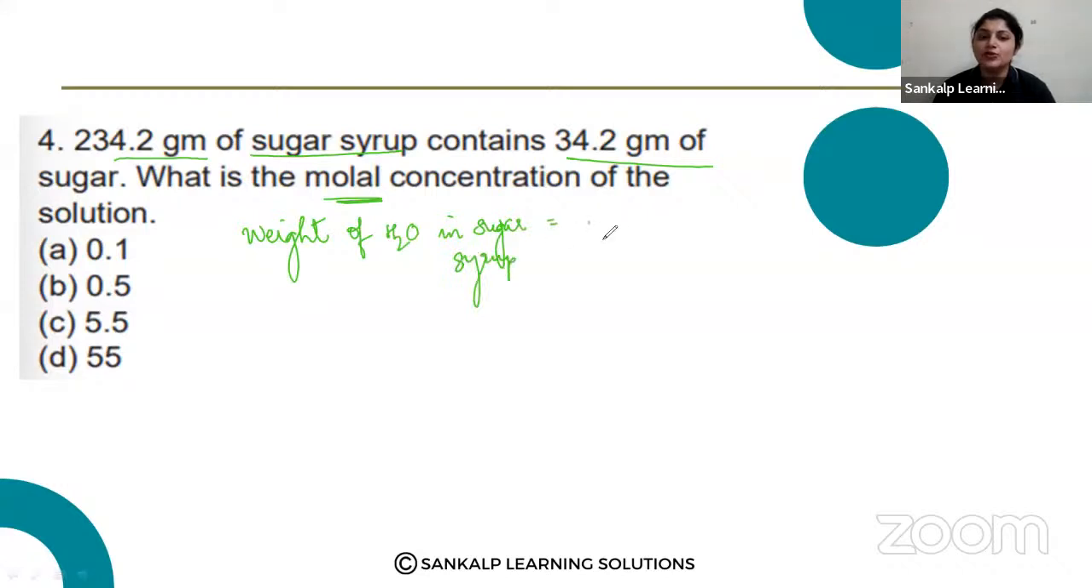It will be 234.2 minus 34.2. This will give you 200 grams. So this is the weight of the water. You know that in molality, the weight of the solvent must be expressed in kg.